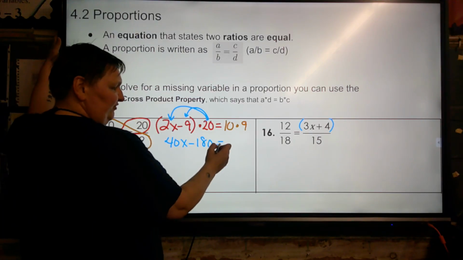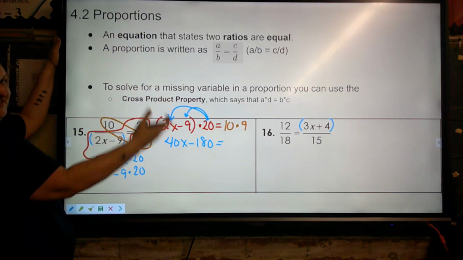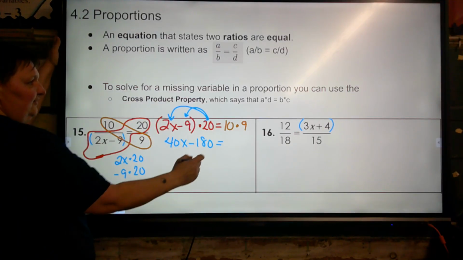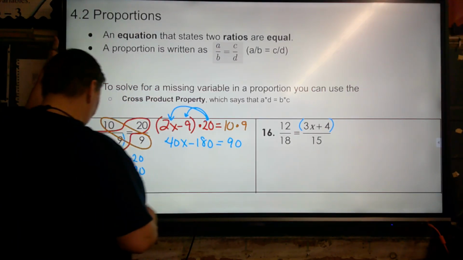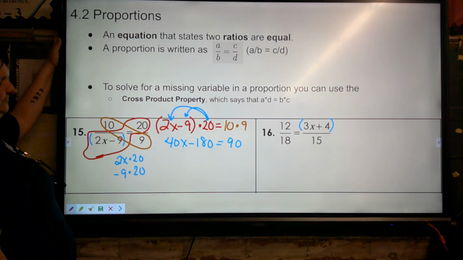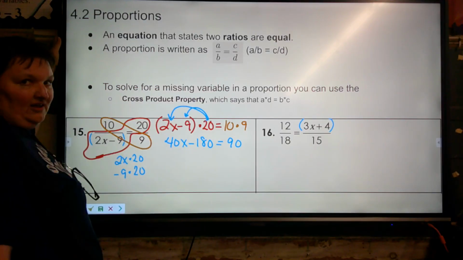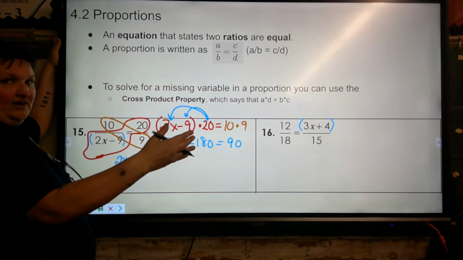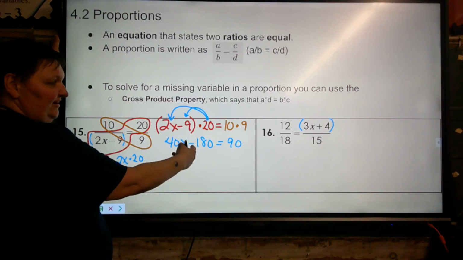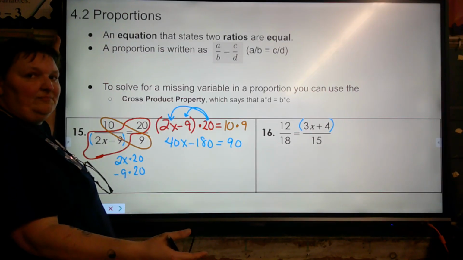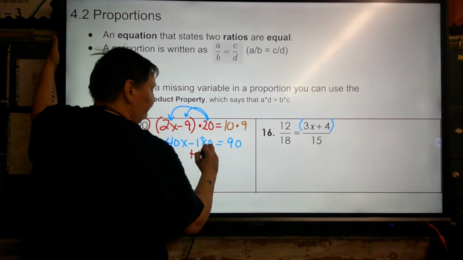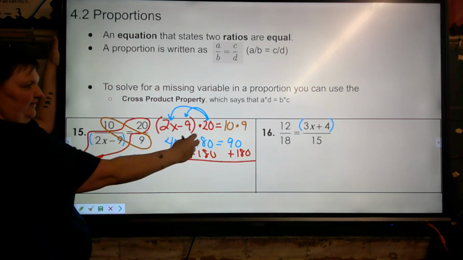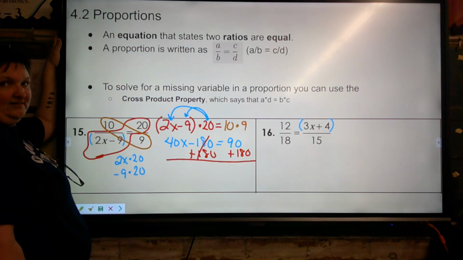And then equals, don't forget your equal sign. If it's not an equation, it's not a proportion. If you forget your equal sign, you've ruined the whole thing. 10 times 9 is 90. I can't combine those because they're not like terms. So I need to cancel the constant, inverse property, right? If it's a negative 180, I can cancel it by adding 180. Whatever I do to one side, I have to do to the other side.